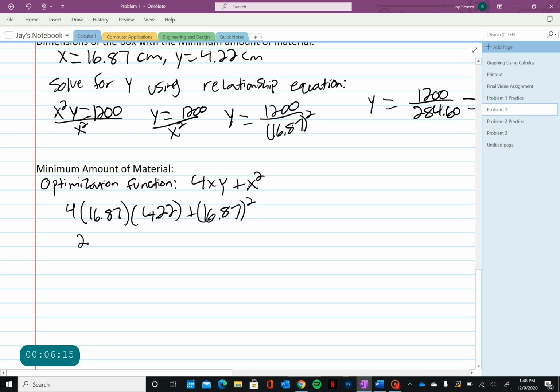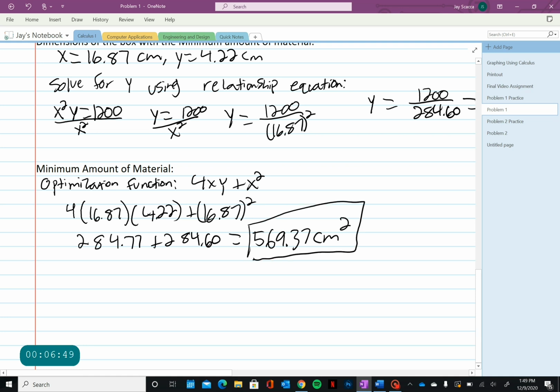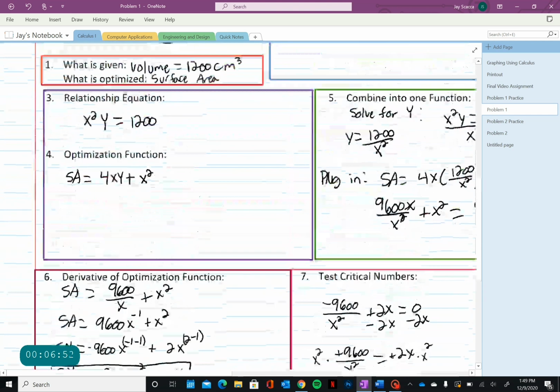And then we get 284.77 plus 284.60 is equal to 569.37 centimeters squared. And then that's our answer for the minimum amount of material that is used for the box.